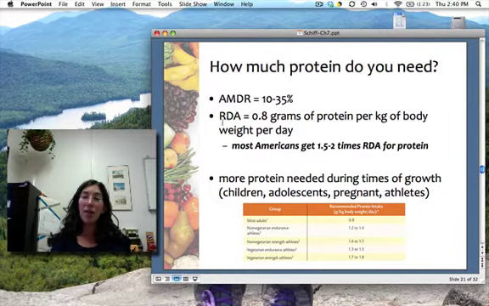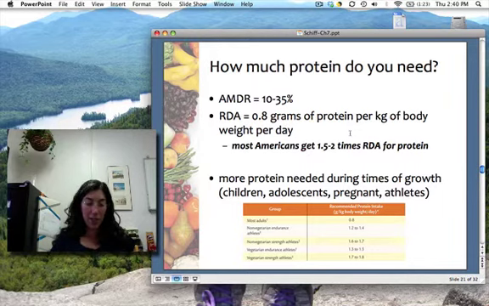There's an RDA for carbohydrates, which is 130 grams per day. And there's also an RDA for proteins. There is no RDA for fats. So the RDA for proteins is 0.8 grams of protein per kilogram of body weight per day.